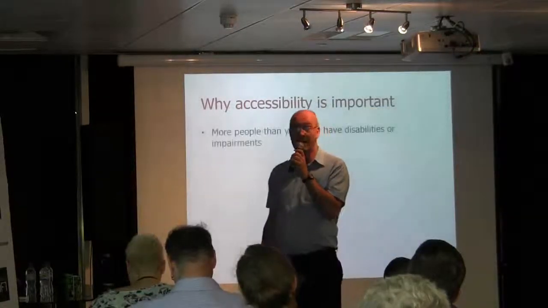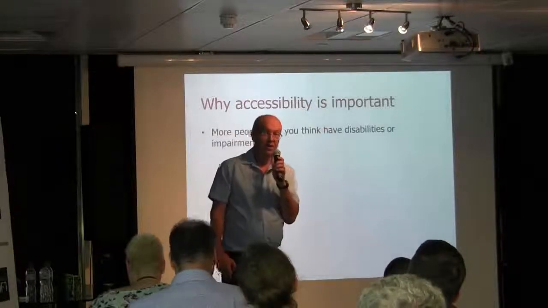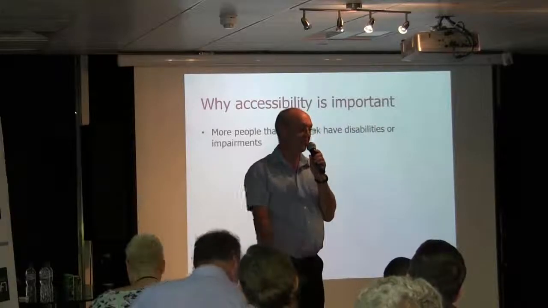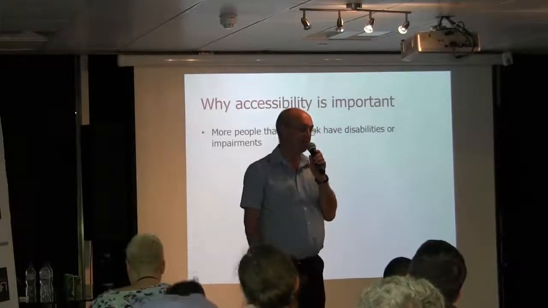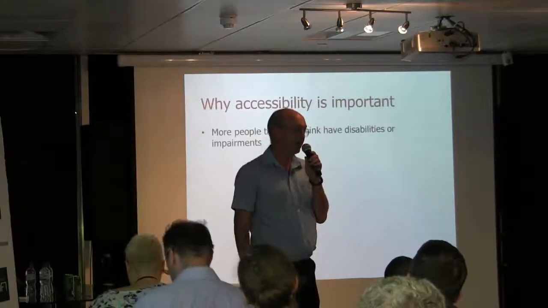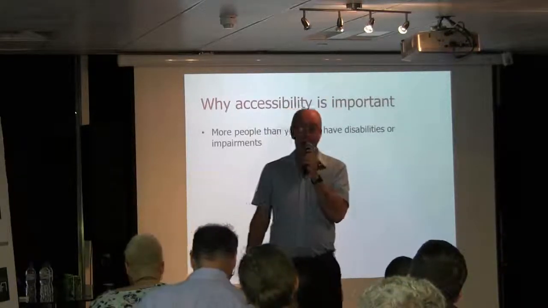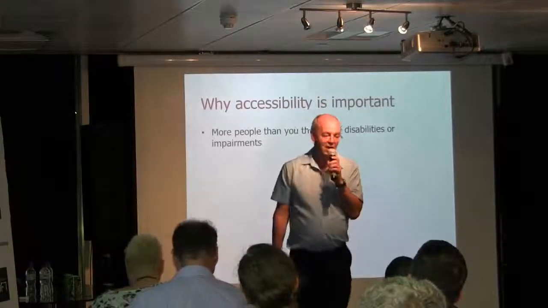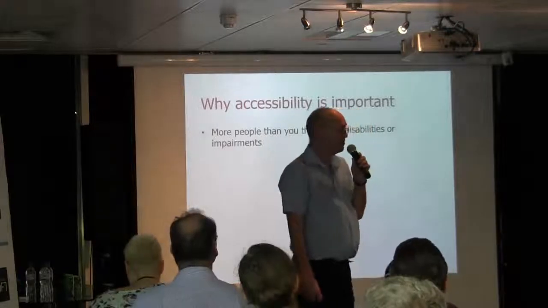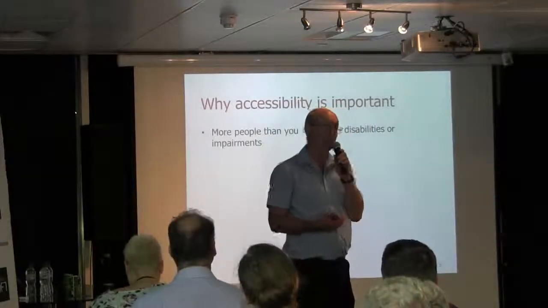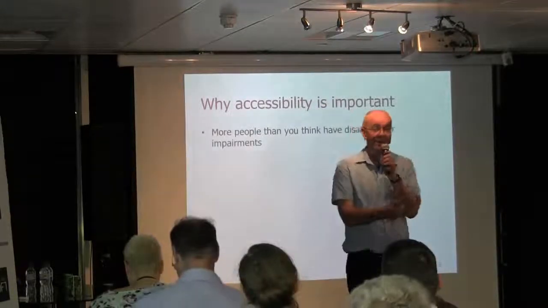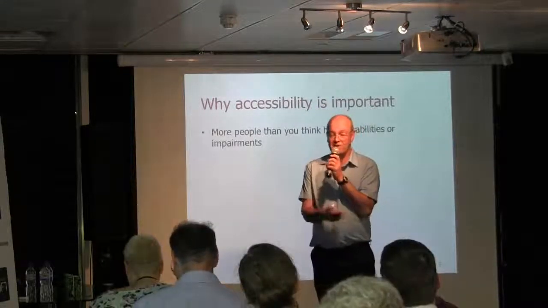Now, why it's important is that it affects more people than you think. Blindness is an obvious disability. If you see people walking down the street with a guide dog or a white stick, it's fairly obvious that they might be blind. But people with dyslexia, people with autism, people who are deaf even, people with some motor impairments, they're not that obvious. So you don't realise how many people could be affected by the issues where accessibility can help out.